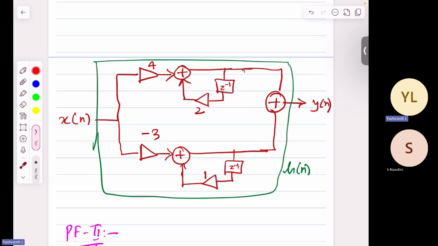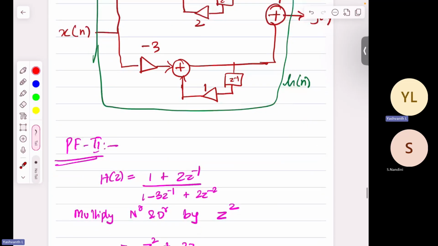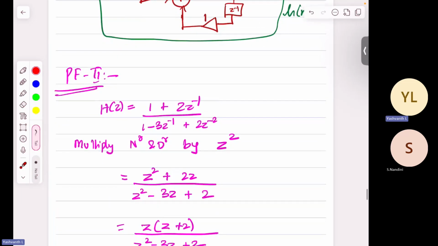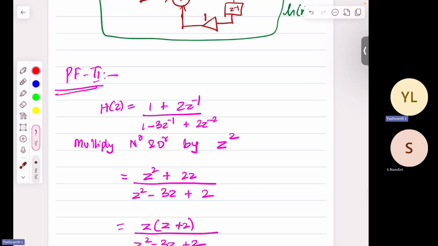Okay. The second question is parallel form 2 realization. The only difference is what we said: do partial fraction expansion with respect to z, don't do it with respect to z inverse. That is what we need to do. So only the first step differs. Once you have the partial fraction expansion with respect to z, everything else will remain the same. You need to implement each of those blocks.